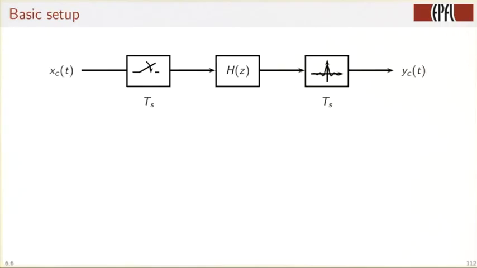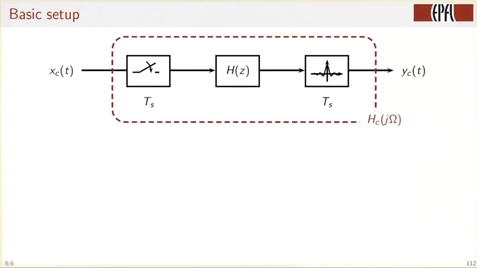The basic setup is the following. We have a continuous time signal x_c(t) sampled with a sampling interval Ts. Then we have a discrete time filter H(z). Then we do interpolation again with Ts as a sampling interval to get an output y_c. So the question is, this red box, what is the equivalent continuous time filter H_c(jω)? Assume x(t) is ω_N band limited.